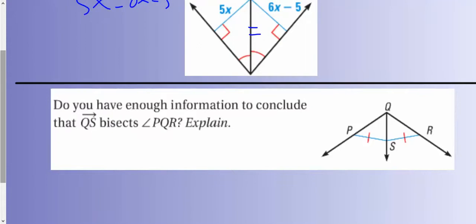Do you have enough information to say that QS bisects PQR? So we're wondering, is 1 congruent to 2? And again, you don't have to use those new theorems. Mark what you know. You have a reflexive side here, and that's all you have. So you have side, side, but that's it. So your answer is no, not enough information. You need an angle in there.